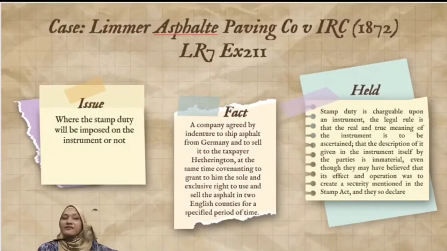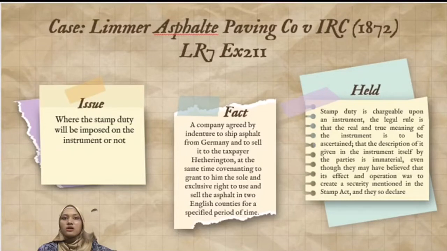Okay, we can refer to the case of Lima Asphalt Paving Co. v. IRC. The issue is whether the stamp duty will be imposed on the instrument or not. The fact is, a company agreed by indentures to ship asphalt from Germany and to sell it to the taxpayer, and at the same time covenanted to grant to him the sole and exclusive right to use and sell the asphalt in two English counties for a specific period of time.